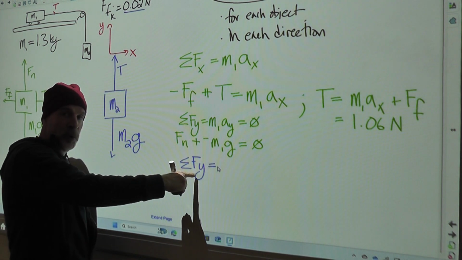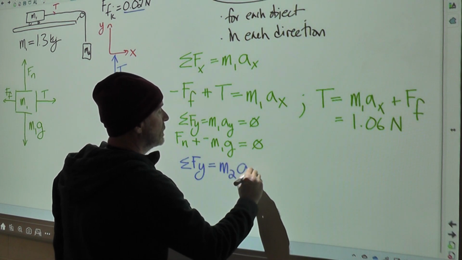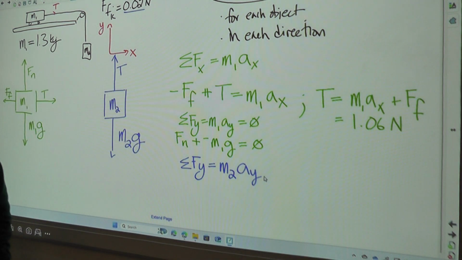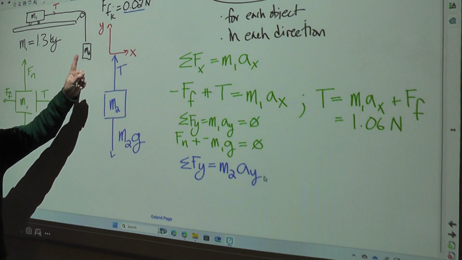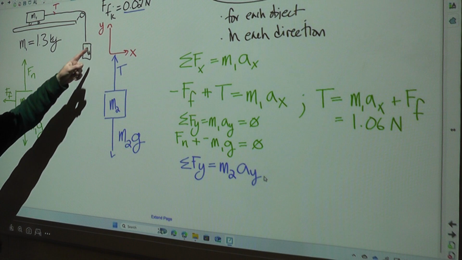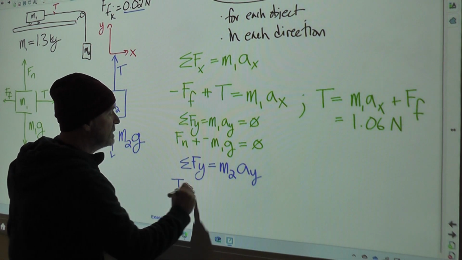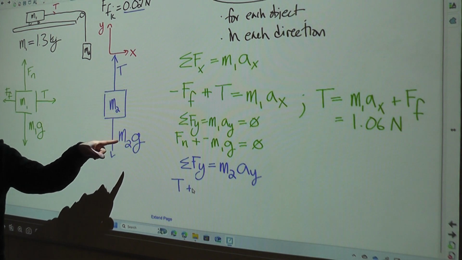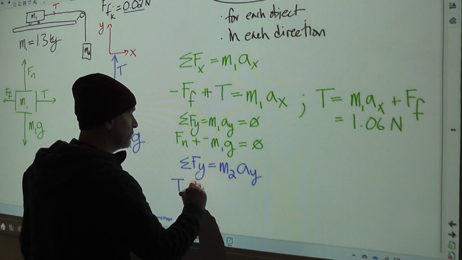But in the y dimension, for the hanging mass, the sum of its forces should equal its mass times its acceleration. What are the forces acting on this mass? Well, there's an upward force from tension. That's in our positive y direction. There's a downward force, the force of gravity pulling it straight down. That's in our negative direction.